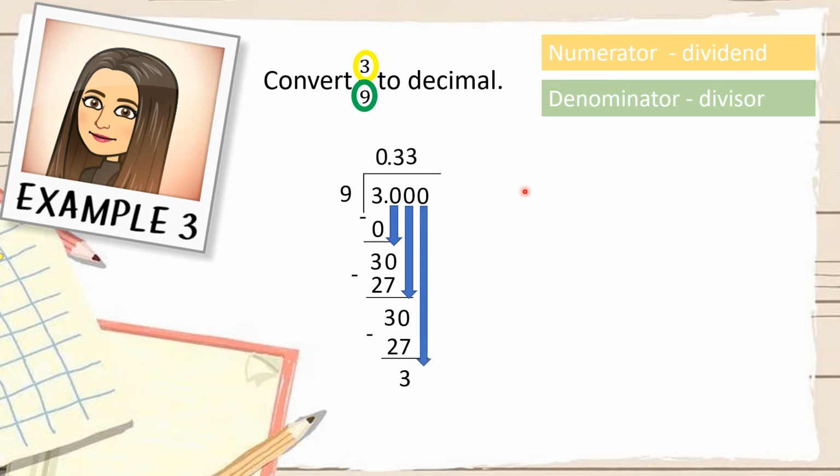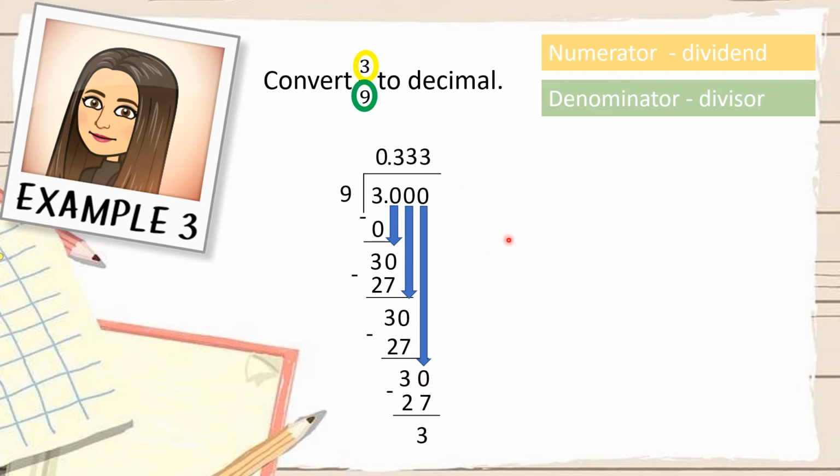Again, add 0. We have here 30 divides 9 will give you 3. Times 9 is equal to 27. So 30 minus 27 is equal to 3. So as you can see, we are just repeating. While we keep adding 0, it just keeps repeating. So therefore, we have here a repeating decimal.